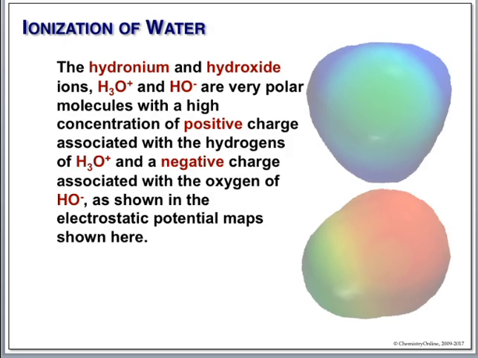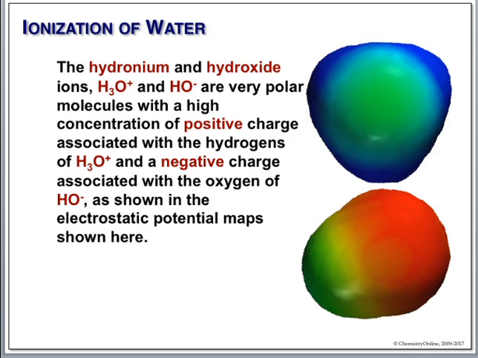If we look at the electrostatic potential map for hydronium and hydroxide, they're huge. This blue is positive, remember, red is negative. These are a huge set of point charges. So the question that you should be asking is, why in the world does this happen? Again, it has to do with the property of water.